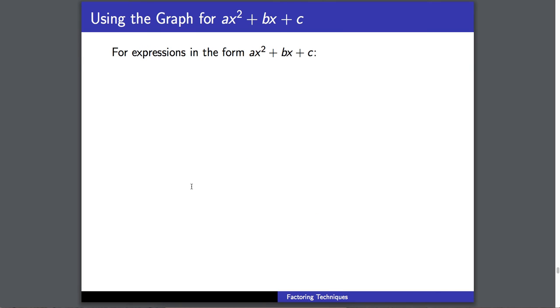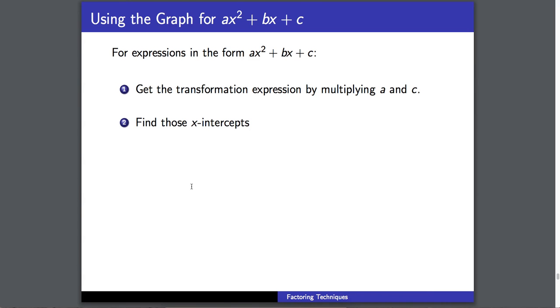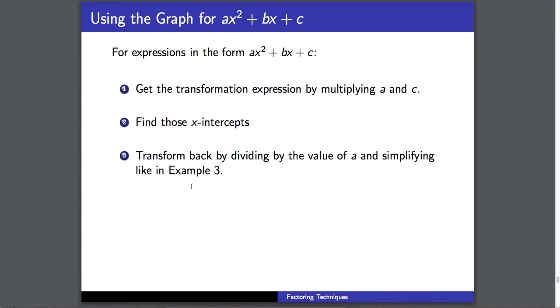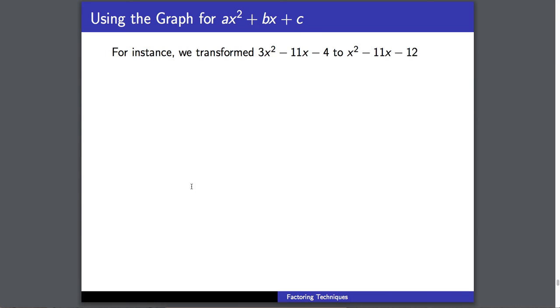For ax squared plus bx plus c, we looked at a method that transforms it into x squared plus bx plus whatever a times c is. So get the transformation expression just like we did, and now it'll look like something from the last slide. Find those x-intercepts just like we saw, and then transform it back by dividing by the value of a and simplifying like we did in the last tutorial video. So let's say we have 3x squared minus 11x minus 4.